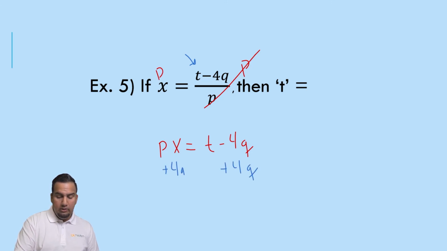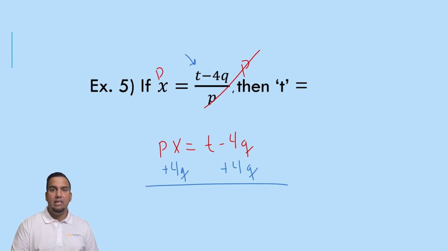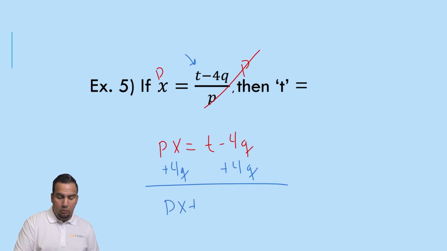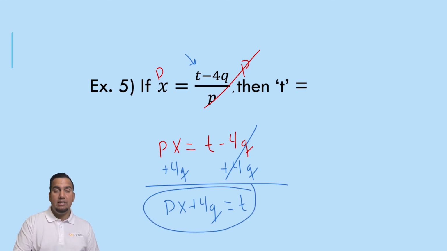Now, when I add 4q to the left side, I really can't combine px and 4q. They're two different terms. So what am I going to do? I'm going to write them next to each other. Px plus 4q. And on the right-hand side, the t is going to drop down, and the negative 4q and the positive 4q are going to cancel, which means I finally got t by itself, and that's my final answer. If there was a number next to t, I would try to divide it. But because t is just by itself, that's all I have to do.